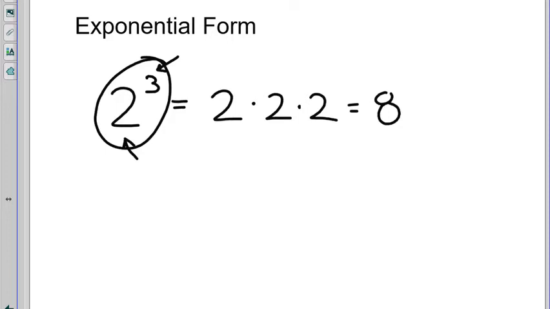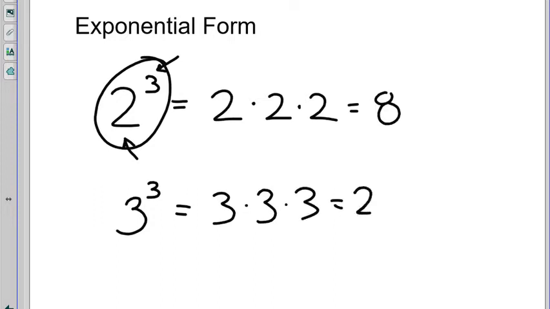So one more here. I have 3 to the third power. Again, that's 3 times 3 times 3. 3 times 3 is 9, times 3 is 27. Okay, so that's exponential form, and we're going to be working with that a lot today.